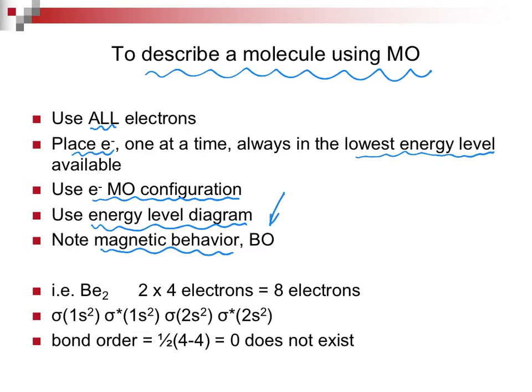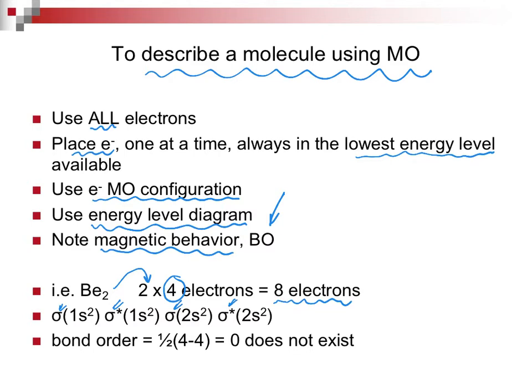Now, I'm not going to do each one. We would all fall asleep. But we know that beryllium has 4 electrons. If I'm making it diatomic, I multiply it by 2, and I have a grand total of 8 electrons. It only has s electrons, so I will arrange them in the sigma, the sigma star, the sigma, the sigma star.